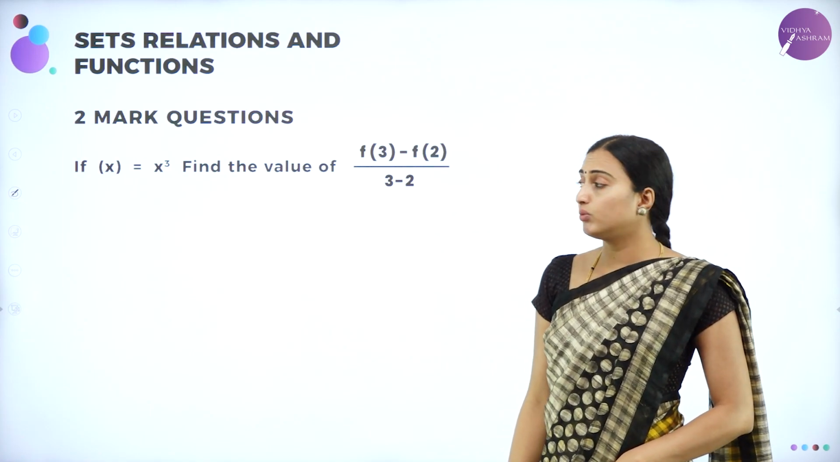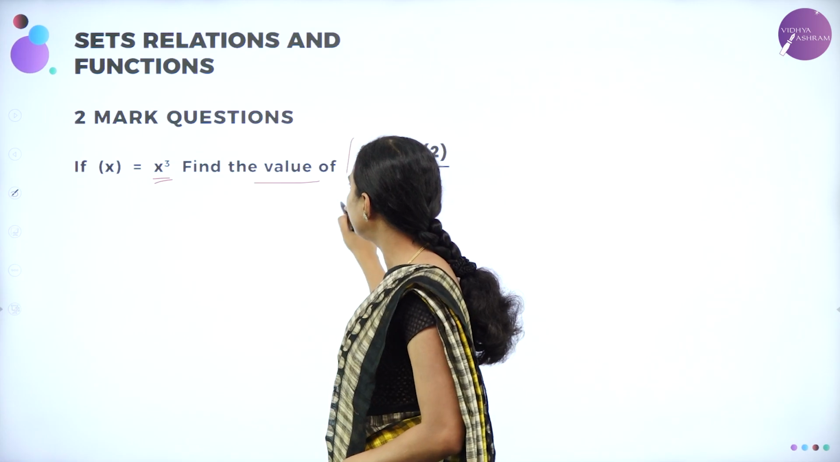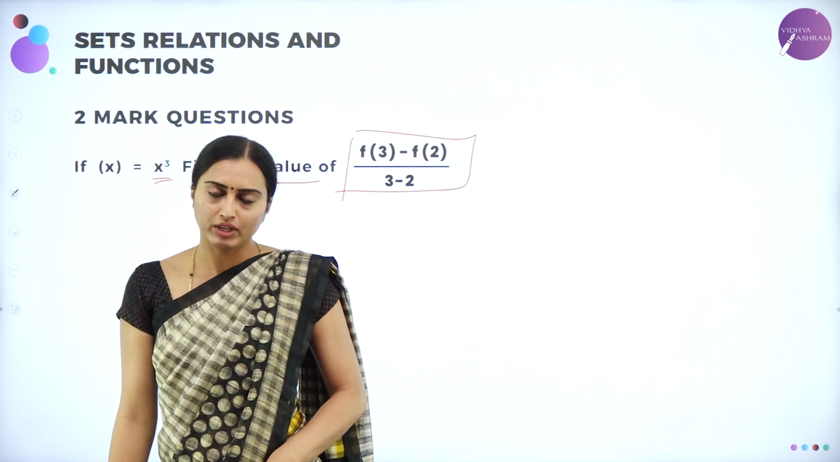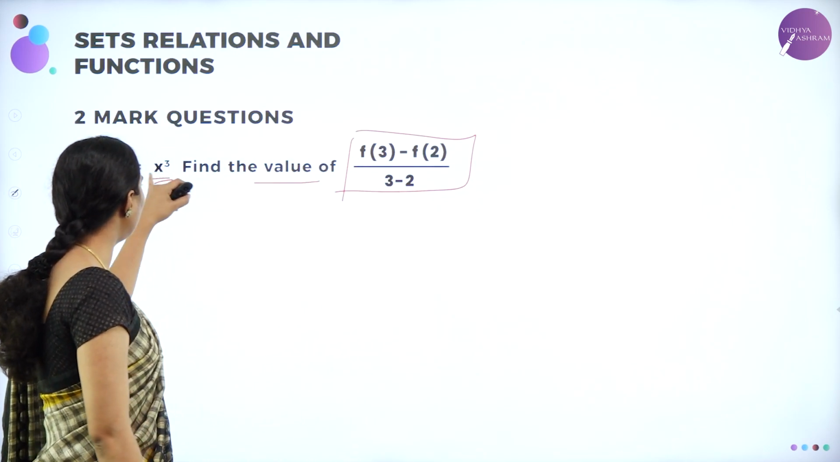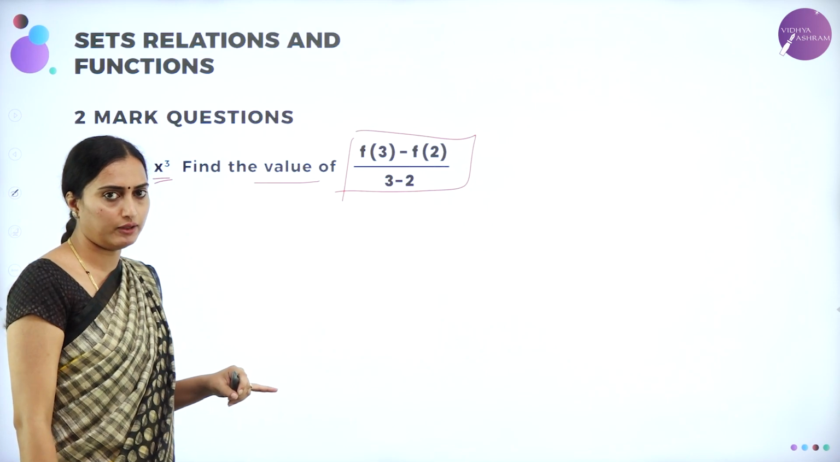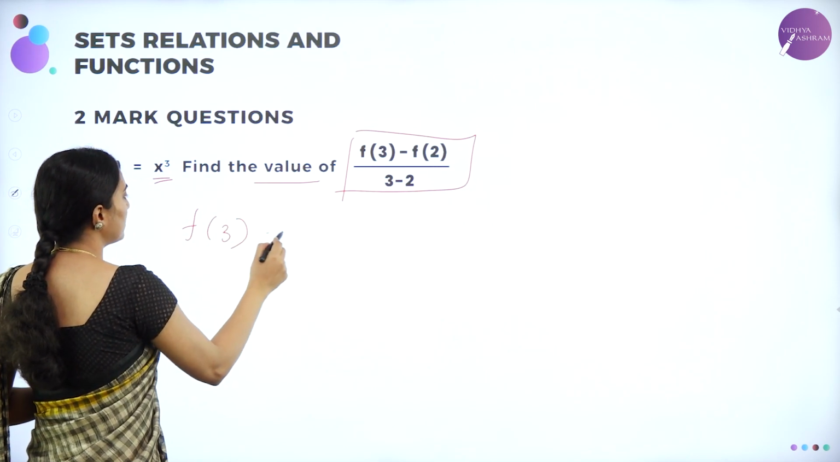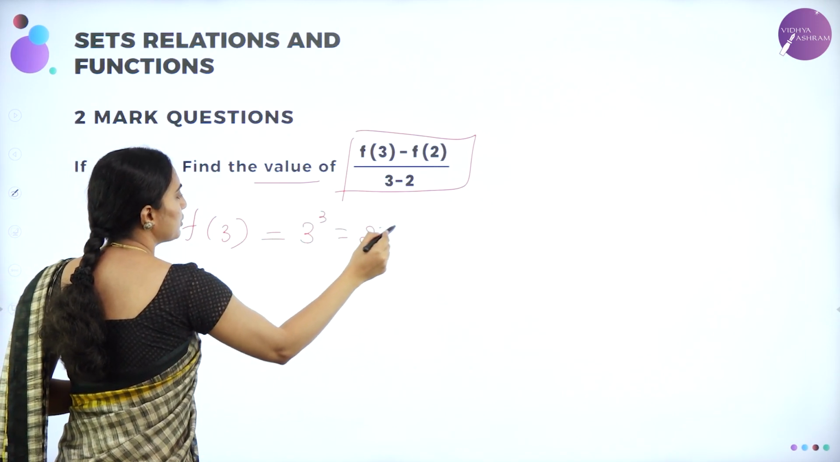2 marker question, what they have given. If f of x is equals to x cube, find the value of f of 3 minus f of 2 divided by 3 minus 2. As already I told you, f of 3 is nothing but putting x equal to 3, it will be giving you f of 3. So let me substitute, then let me check the value. f of 3 means 3 cube. 3 cube you know already it is 27.